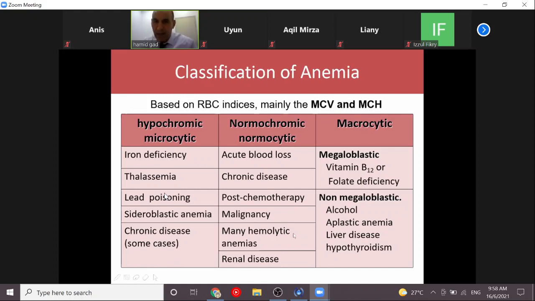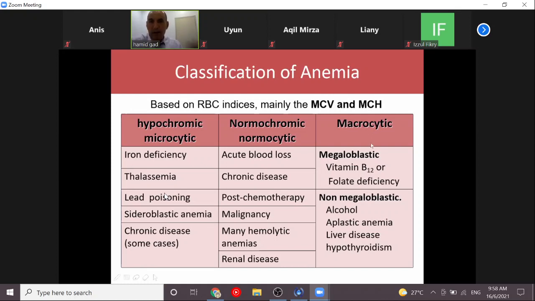Of course, the others can be figured out by history, whether the patient already took chemotherapy or has malignancy. If there's bleeding, it's obvious. But if there are no other conditions, you have to think of number four, hemolytic anemia. Again, not every cause of hemolytic anemia. For example, thalassemia is a hemolytic anemia, but it produces the microcytic type. That's why we said many hemolytic anemias, not every hemolytic anemia.